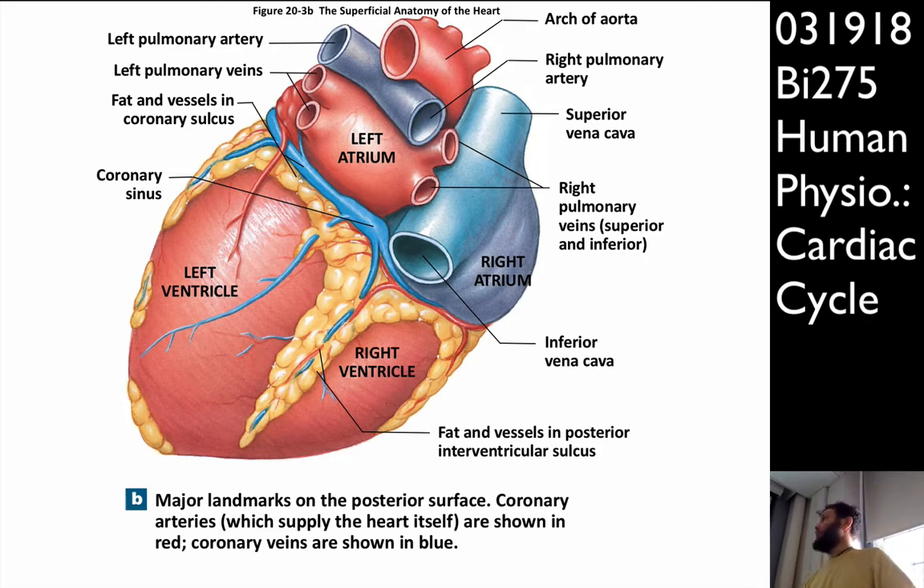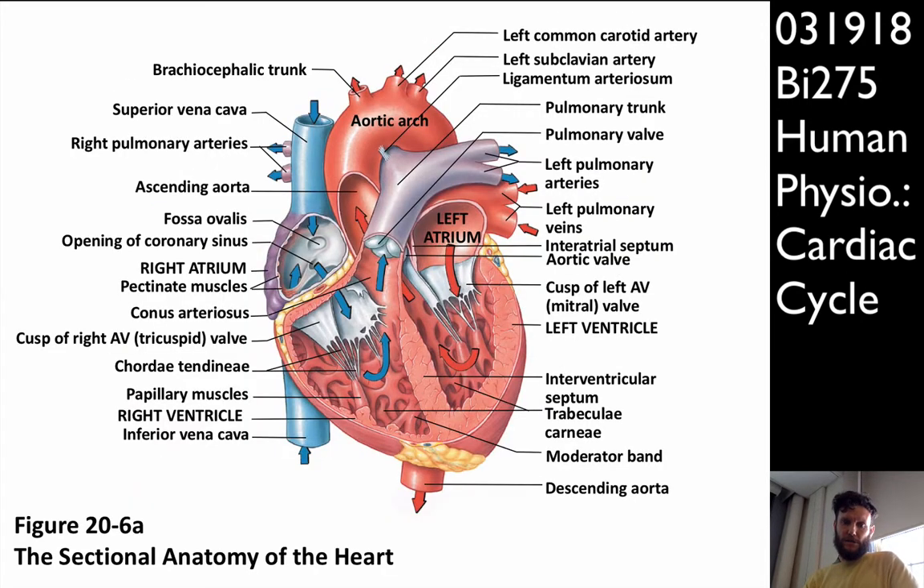The left atrium receives oxygenated blood back from the lungs. So that's the right and left pulmonary veins, called veins because they're bringing blood back to the heart, oxygenated blood back to the heart. All right, let's look at the inside of the heart.